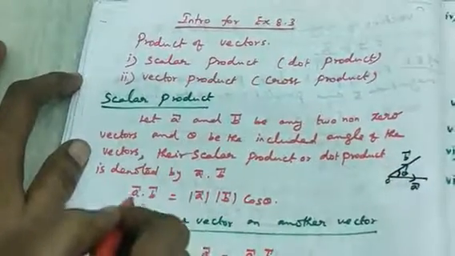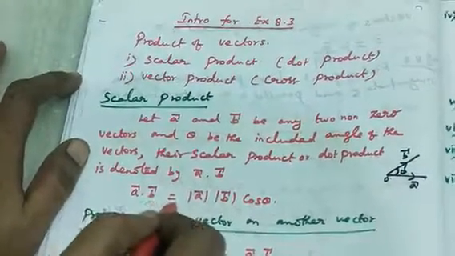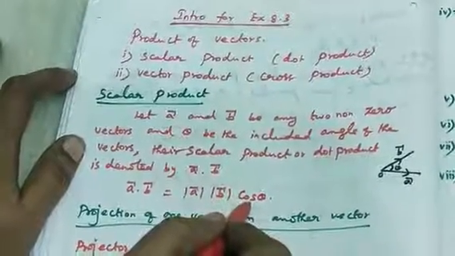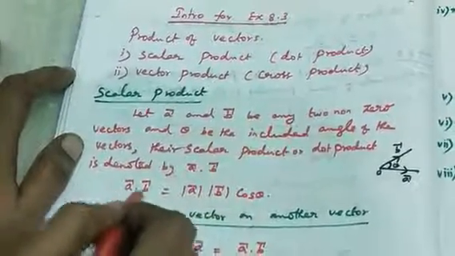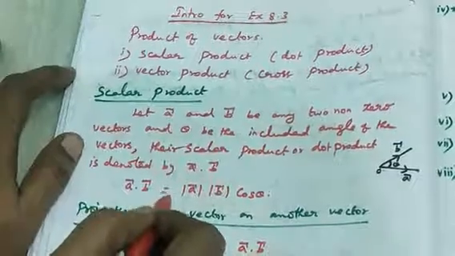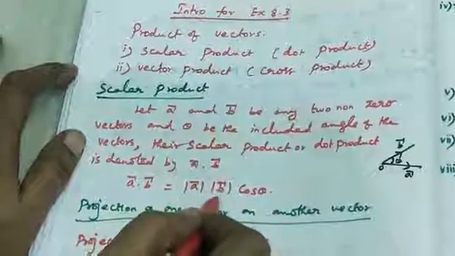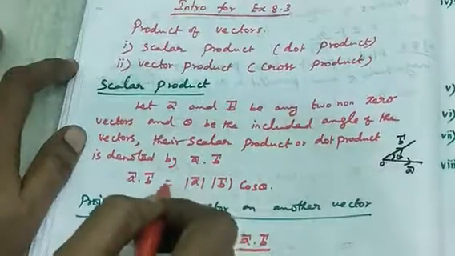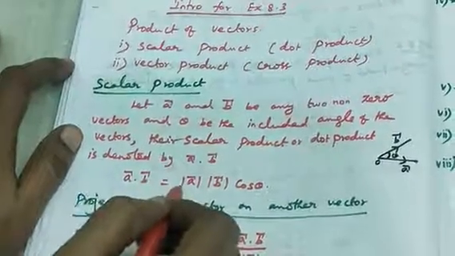Then a vector dot b vector is equal to modulus of a vector into modulus of b vector into cos theta. This is the definition for dot product.